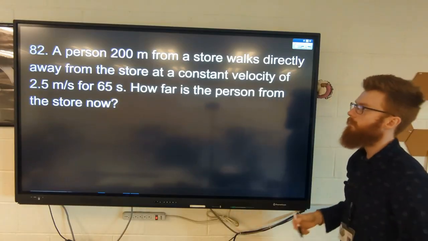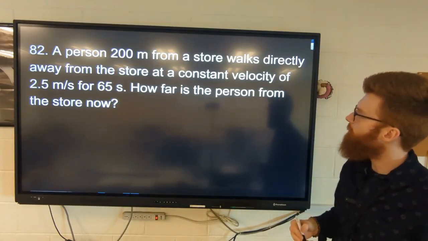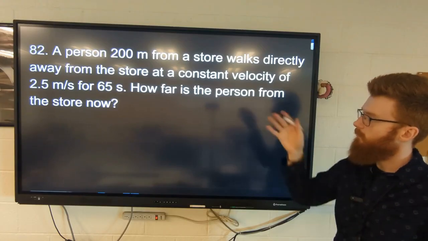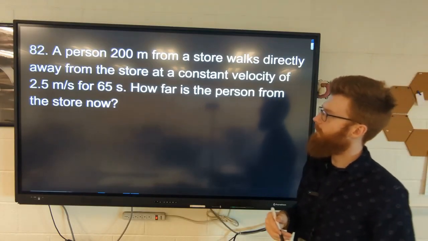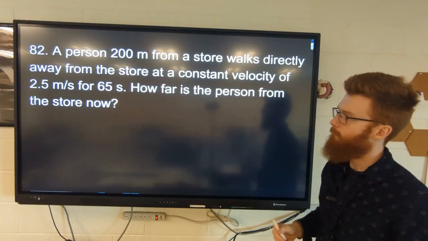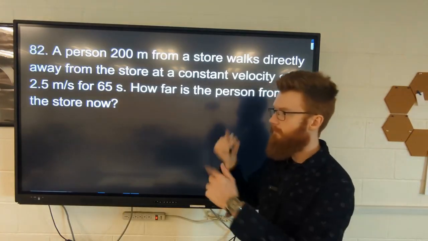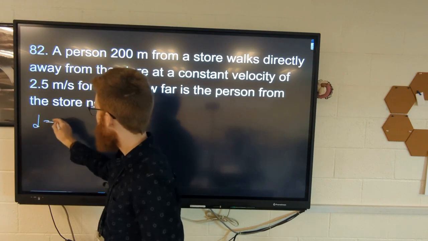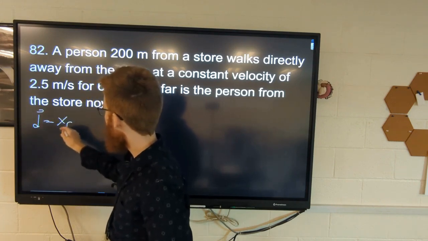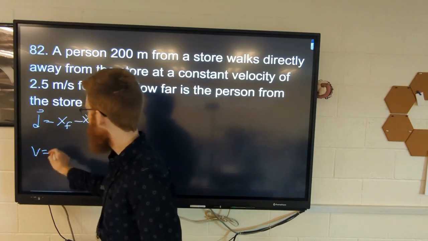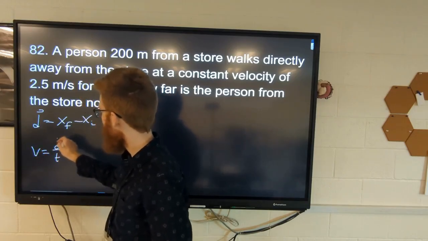Getting close to the end, a person 200 meters from a store walks directly away from the store at a constant velocity of 2.5 meters per second for 65 seconds. How far is the person from the store? Here again, we're kind of using our two simpler equations. Displacement is xf minus xi, and velocity is displacement over time.